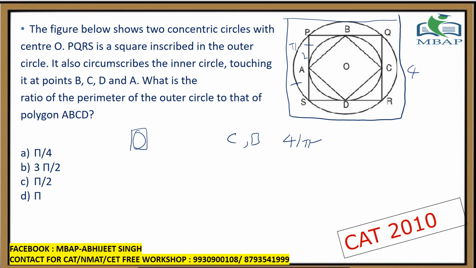The question is to find the ratio of the outer circle to ABCD. You know, the outer circle is going to be pi and the inner square is nothing but 2. So the answer has to be simply pi by 2. This is how quickly you can solve if you have understood the pattern of various geometrical figures that you have inside. This is a CAT 2010 question.